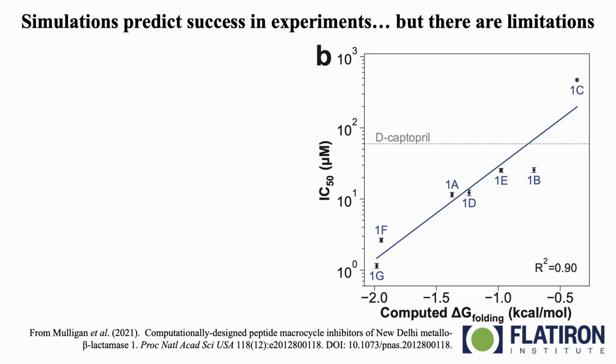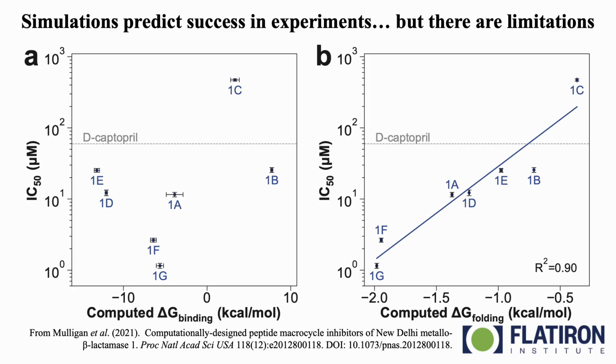Now, I won't pretend that all of our computations work equally well. Intuitively, the binding affinity should be dependent not only on the propensity of the peptide to favor the binding competent conformation, but also the interaction energy between the peptide and the target. And when we compute that for these 7 peptides, we see there's no correlation with success.